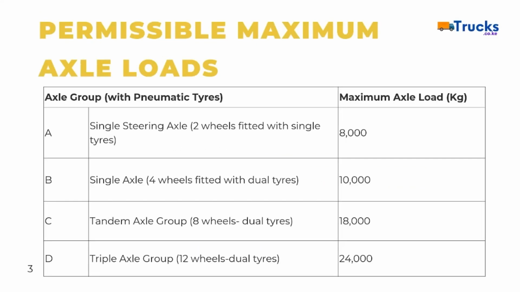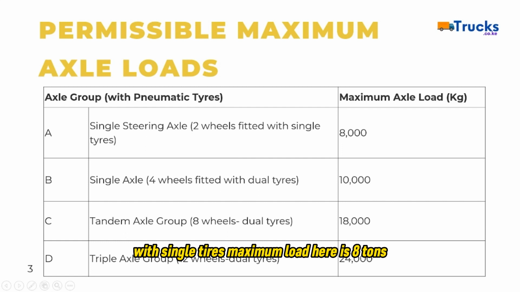So first of all, what you need to learn is the permissible maximum axle loads. The axle refers to the part of the truck where the tires interlock, or rather join. The first is the steering area, which is the front part of the truck. That's the single steering axle, two wheels fitted with single tires. The maximum load here is 8 tons.